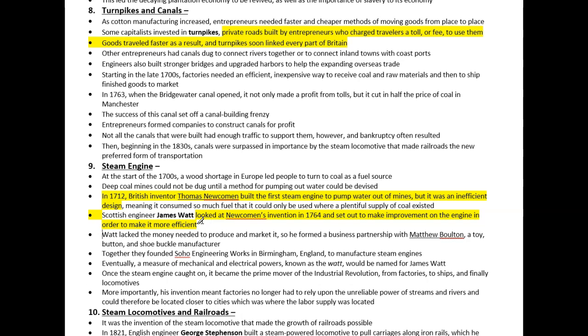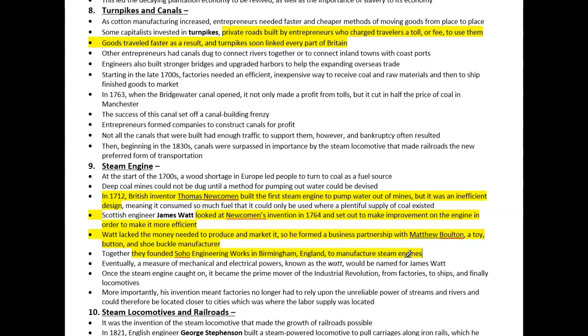Watt lacked the money to produce and market it, so he formed a business partnership with Matthew Boulton, a toy button and shoe buckle manufacturer. Okay, so we'll include that and all of that. And that W there. All right. Together they founded Soho Engineering Works in Birmingham, England, to manufacture steam engines. All right. I'm going to add that because that's related to both of them.